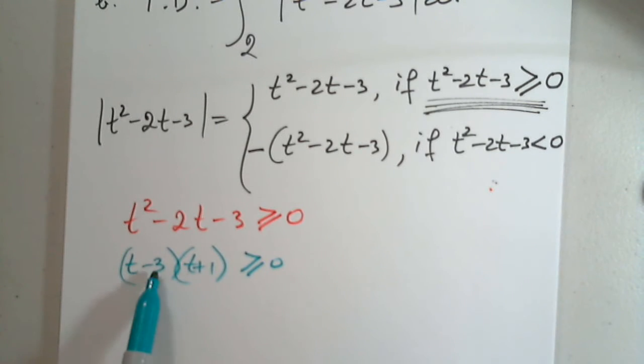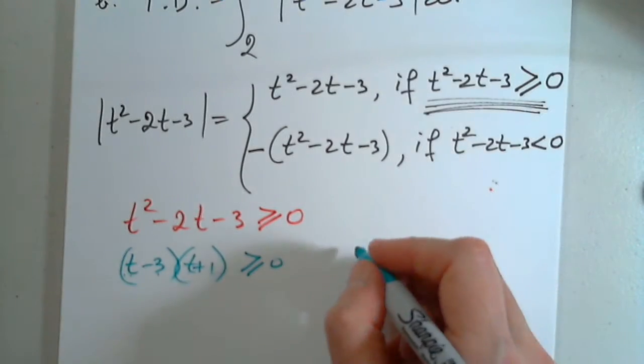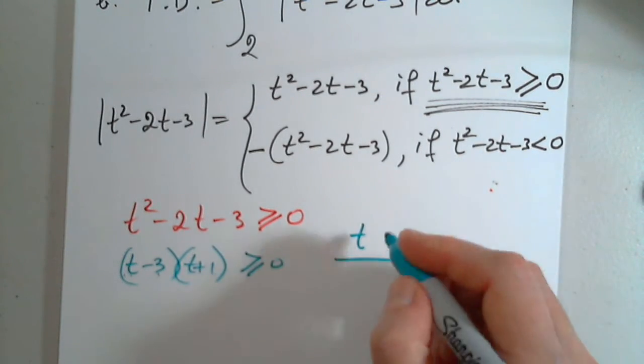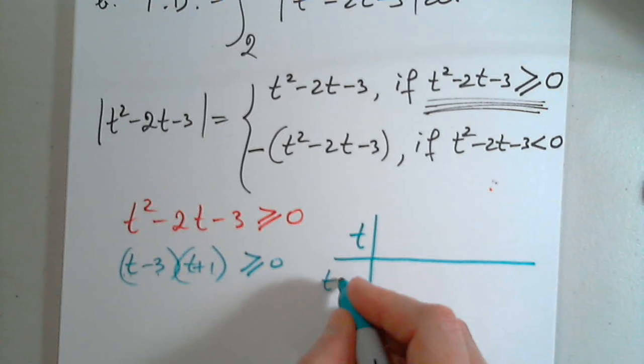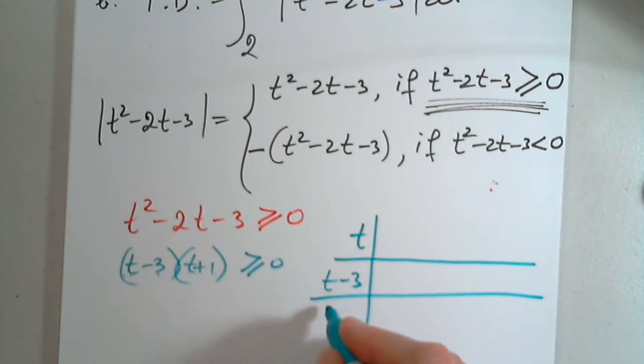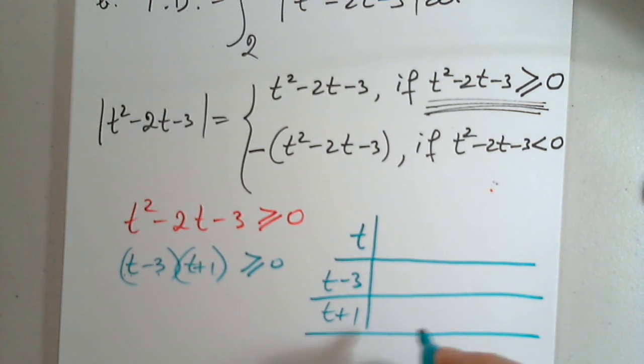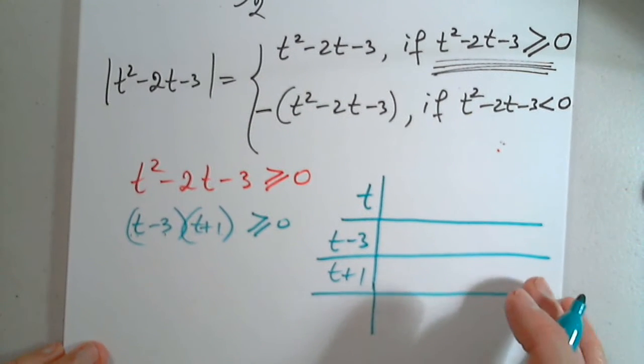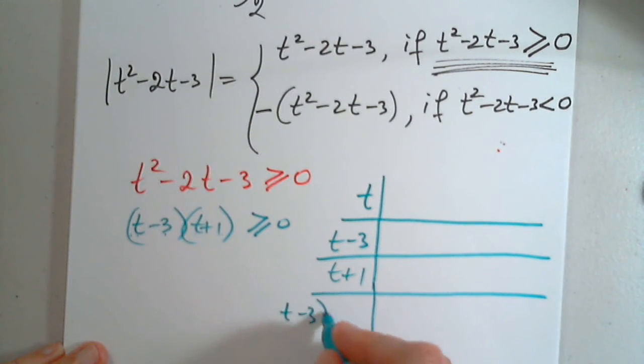So t squared minus 2t minus 3. Am I correct? T squared, t minus 3. Yeah. Good. So then I'm studying the sign, t minus 3, t plus 1. There are many methods here. You can use any method you like. I prefer this one because it's easier to explain. It's visual.